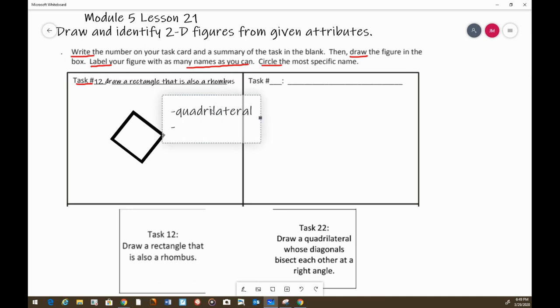What would be another name for that? Well, it has 2 sets of parallel lines. If it has 2 sets of parallel lines, it's also called a parallelogram. Can we call it a quadrilateral? Of course we can, because it has 4 sides. Quadrilateral means 4 sides.